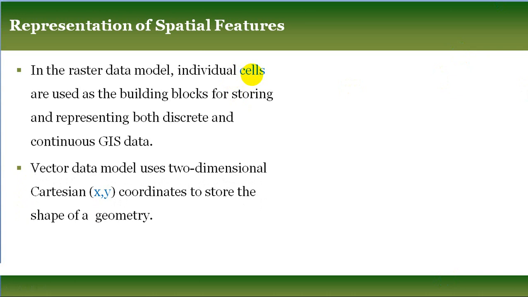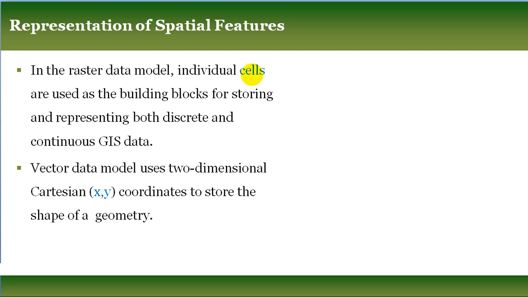Unlike that, the vector data model uses two-dimensional Cartesian XY coordinates to store the shape of a geometry. I told you in the last video that the vector data model only uses three types of geometry, that is point, line and polygon, and based on those three types of geometry it is capable of representing both discrete and continuous geographical data, or GIS data.